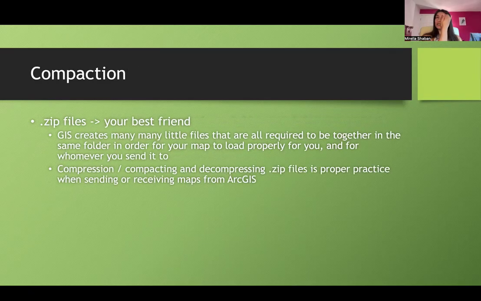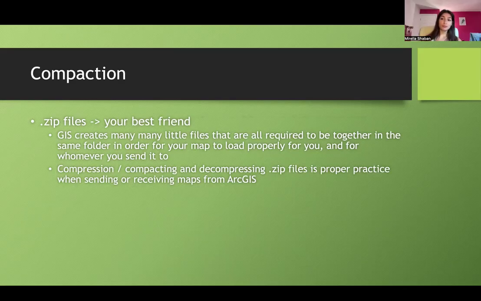Now, we've talked about the idea of compaction a bit in 2.1, or I don't know if I have it as 2.1, 2.2 for you right now, but essentially when we talk about data management, even before lecture 1, and how to organize your files, we talk about what a zip file is. A zip file is your best friend, and it is my best friend, and anybody who works with any sort of large data sets loves these and has to use them. So GIS is going to create many small files that all have to be packaged together and loaded together in the same exact folder for your map to properly load.